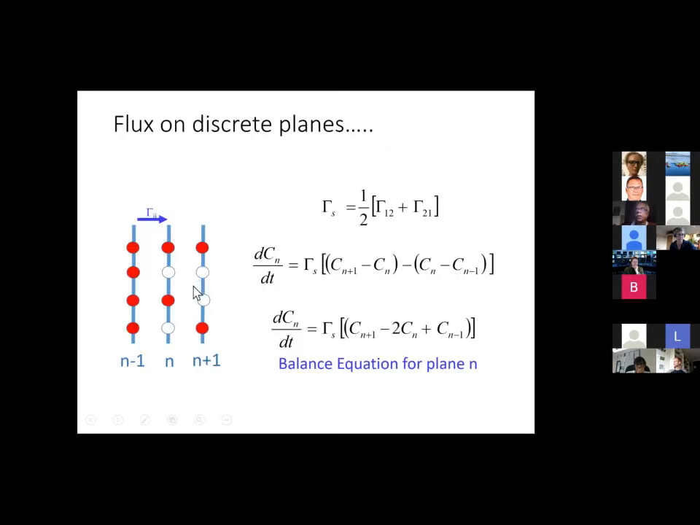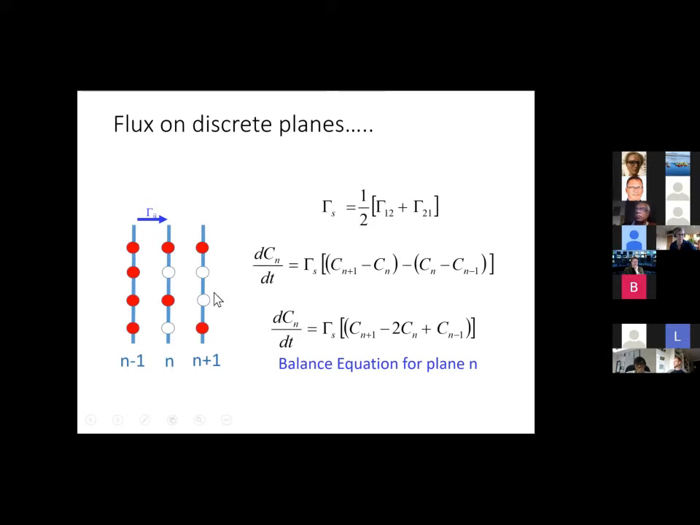You do this. You go and look at the atomic process. So you look at the lattice planes. These are now red atoms and white atoms. And they're jumping from one plane to another with some frequency. And you count your atoms. So your plane n and n plus 1 and one before, n minus 1. And the rate at which things are moving from plane 1 to plane 2 is this gamma 1,2. The rate at which it's jumping back in the other direction is gamma 2,1. So you can define an average jump frequency gamma s, that's an average of the two, and so forth.